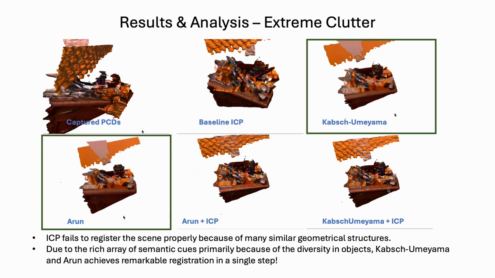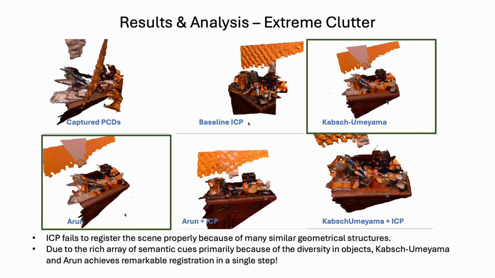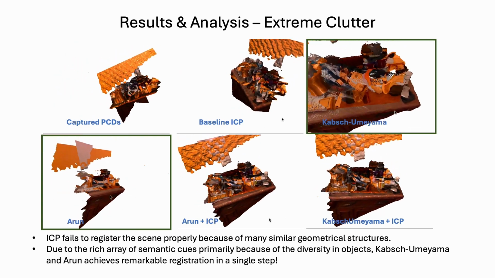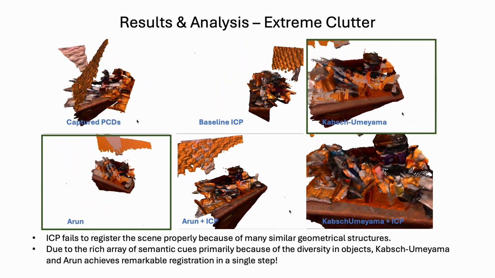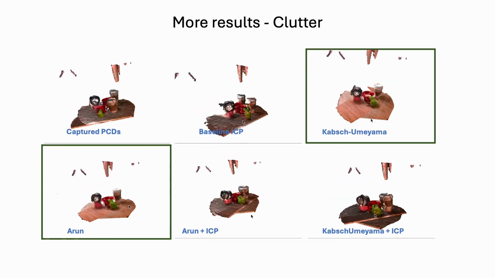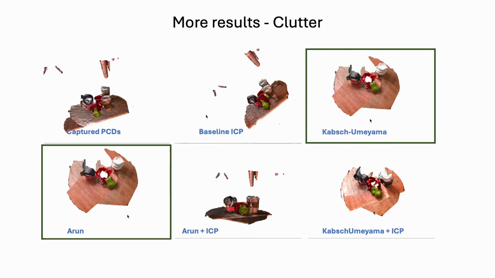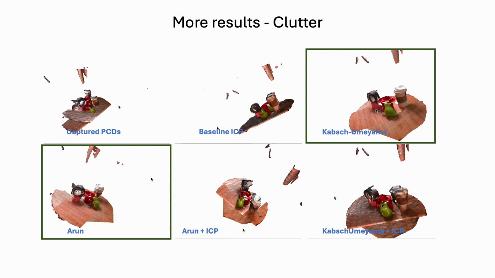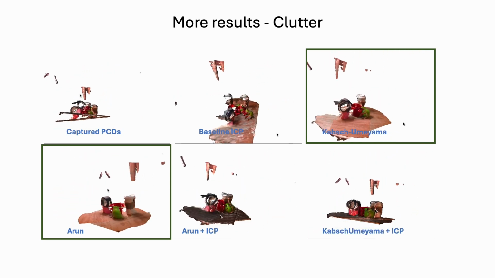In case of clutter, however, the variety of objects provides a rich array of semantic cues which helps Umeyama and Arun to achieve a perfect solution in a single step. Here we show another cluttered example where Arun and Umeyama achieve a perfect solution in a single step.